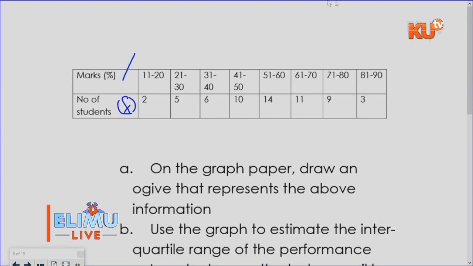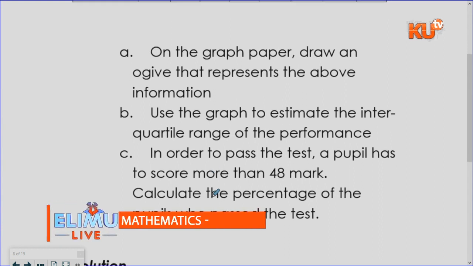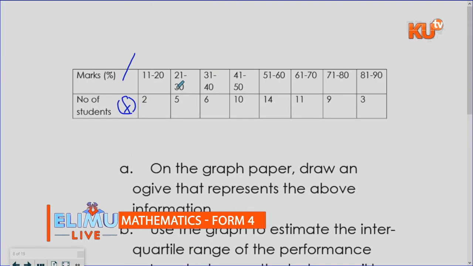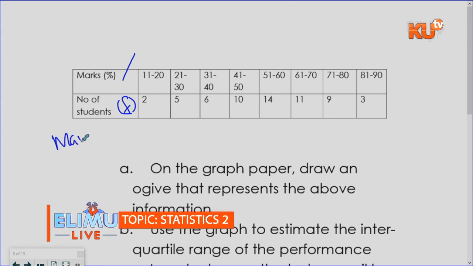Now the first question is, on the graph paper, draw an ogive that represents the above information. Maybe someone was copying, so you can copy quickly. But I still advise you to write it downwards, so you'll have your marks, then your F, then your CF. You'll have to make a table which looks like that, though there is no harm if you can still work it the way it is.